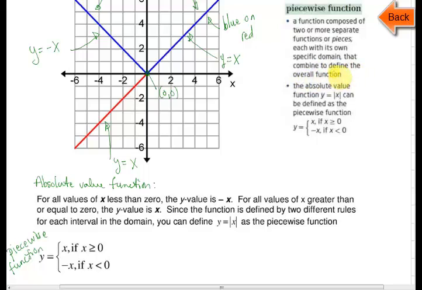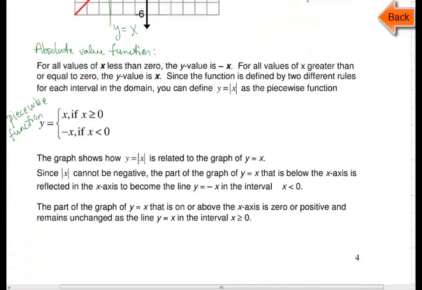So we have two pieces here. We have one where y is equal to x. Its domain is that x is greater than or equal to 0. And the second piece is y is equal to negative x if x is less than 0. So you can see that our absolute value function is made up of two separate functions, y equals x and y equals negative x. Now I'll just read this explanation and then we'll go back up to the graph.